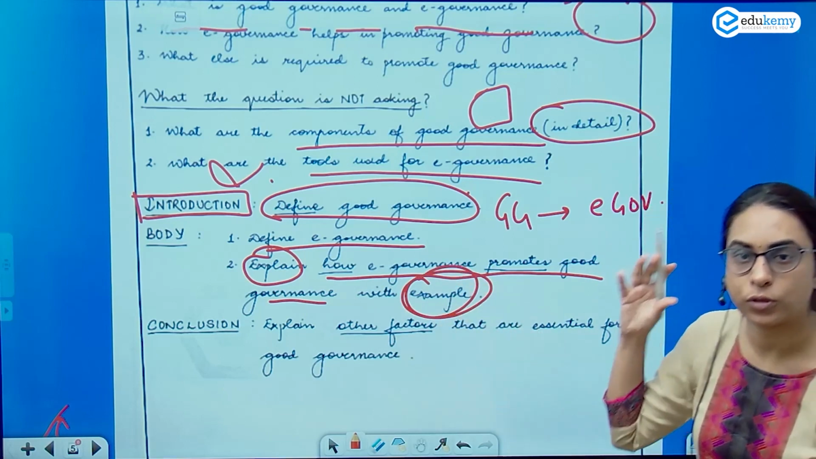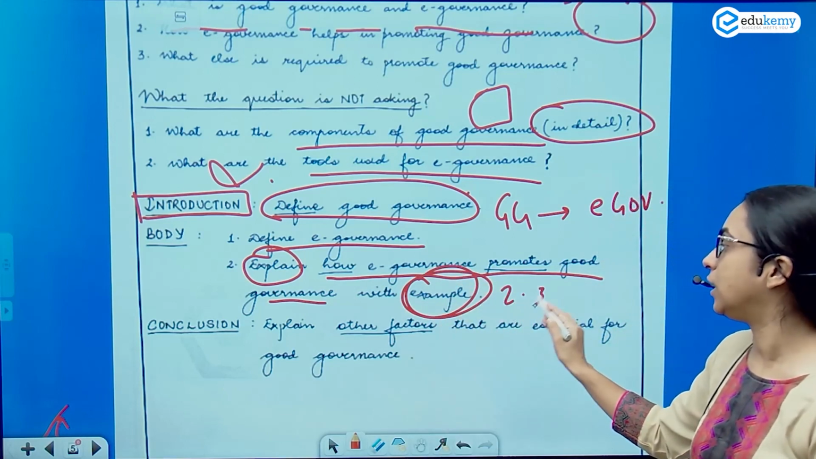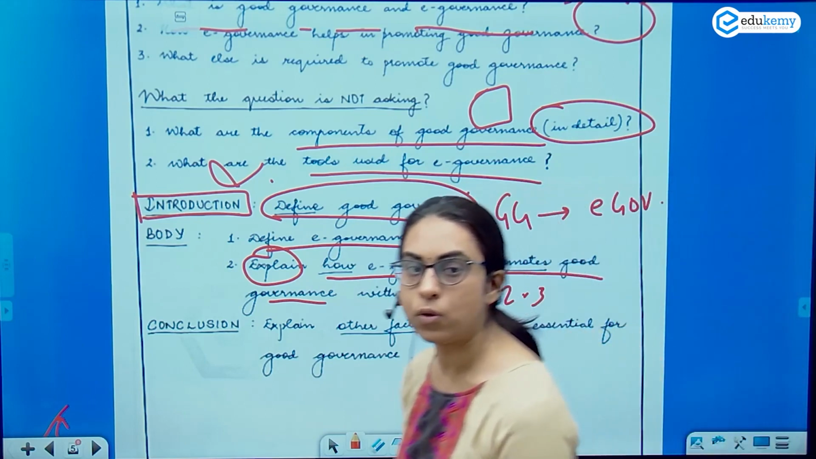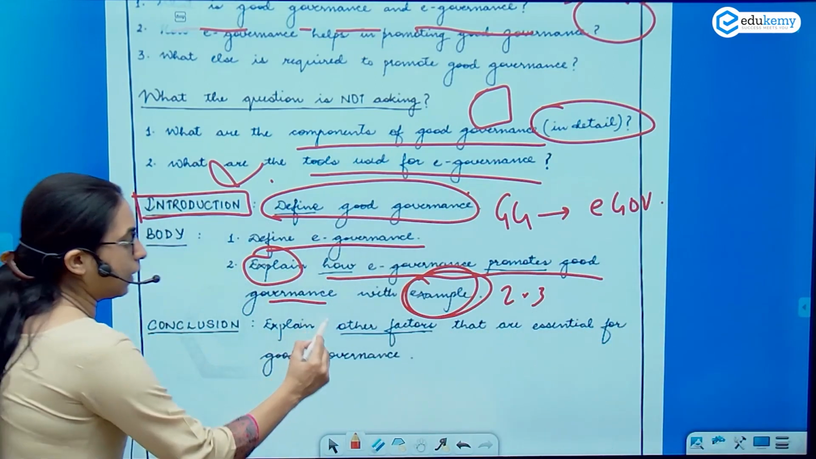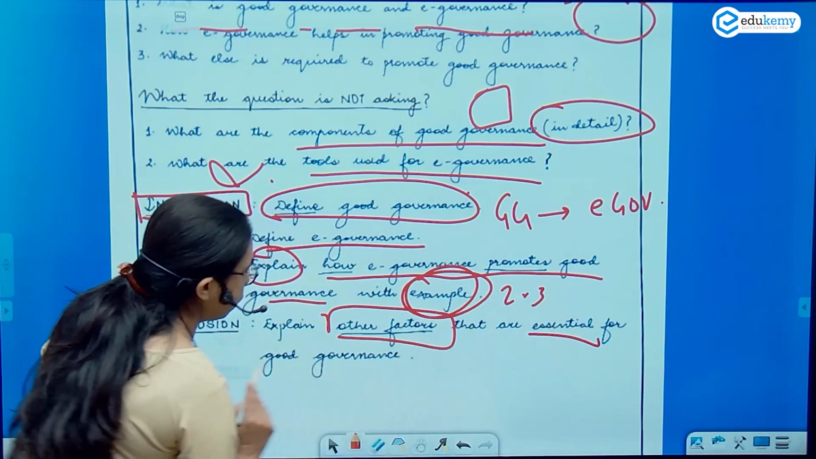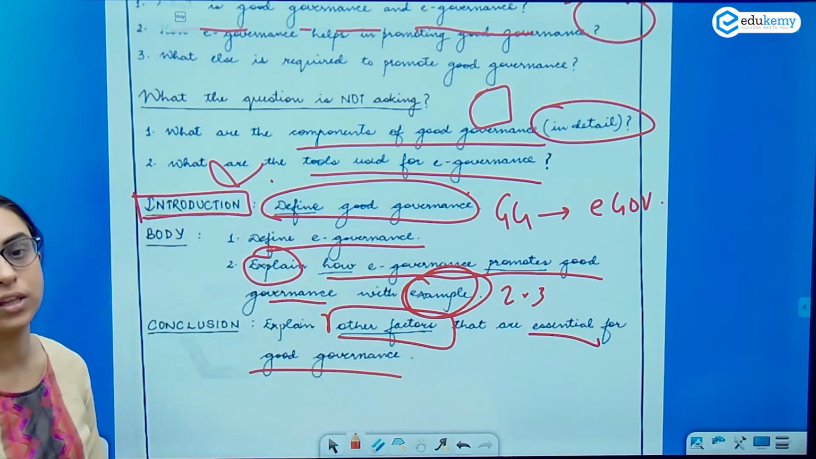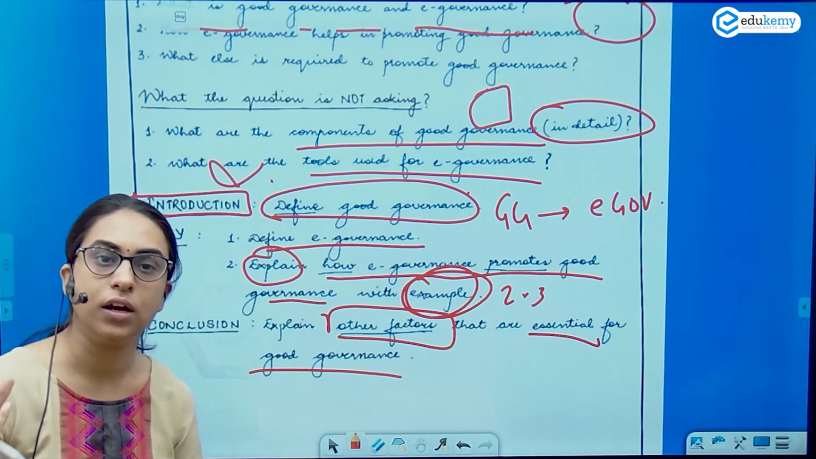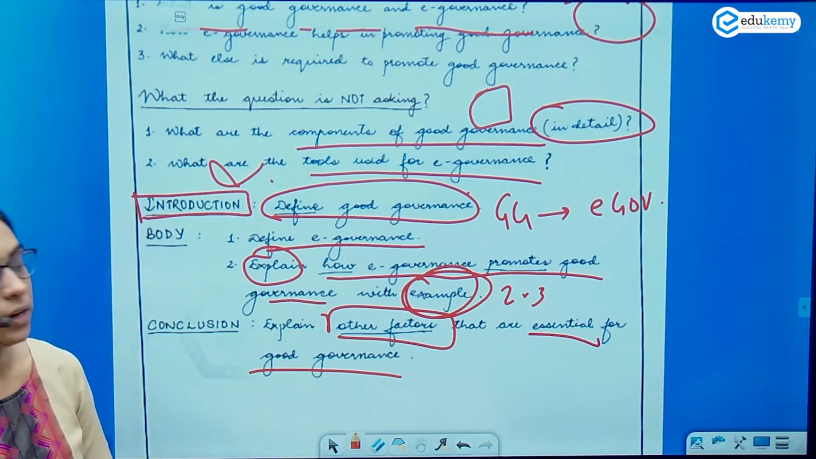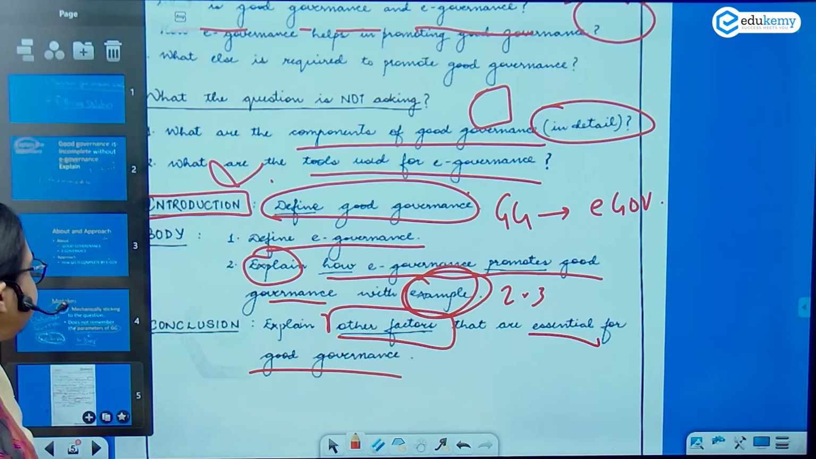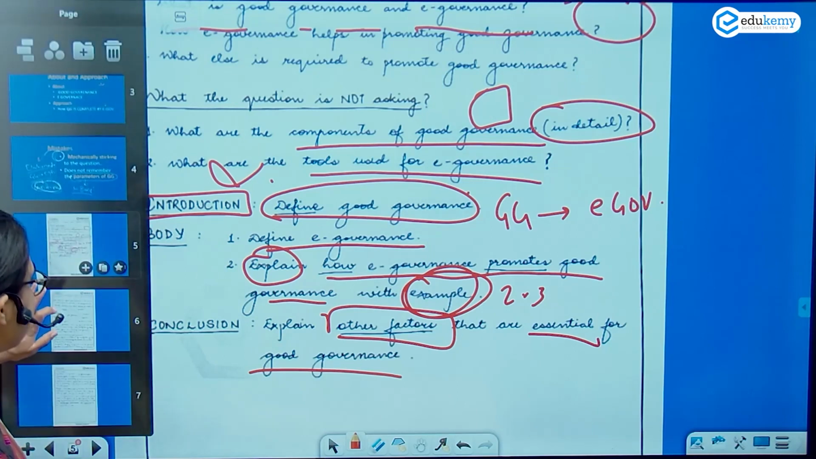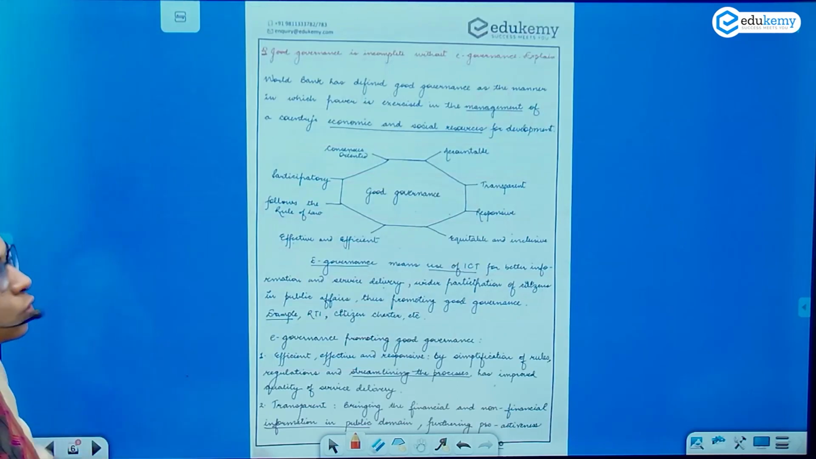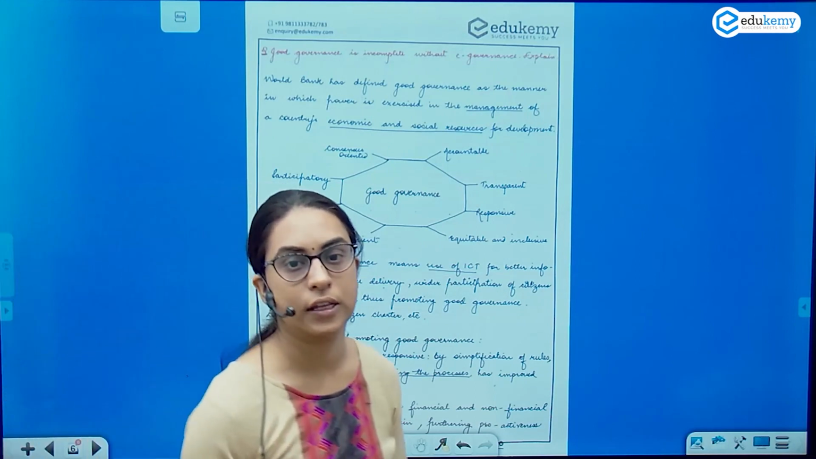Every time, try to put examples in ethics in 2-3 lines, and then you conclude that there are other factors that are essential for good governance. So there are some other factors essential for good governance that you will have to keep in mind. Now with this structuring, let's look at the question and the answer.